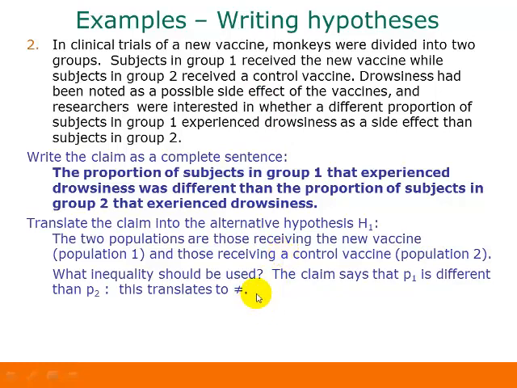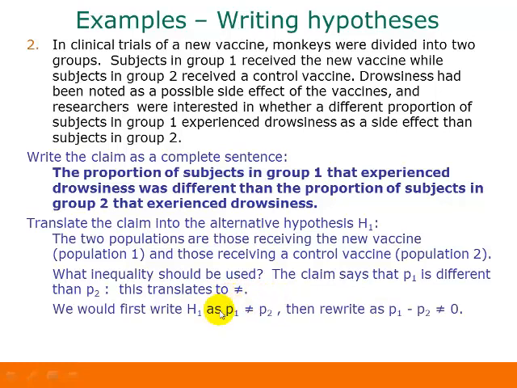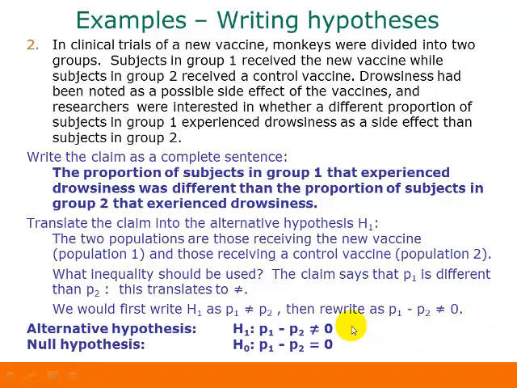And what inequality should we use? The claim just says that P1 is different than P2, so this translates to a not equal to. So we would start out by writing our alternative hypothesis as P1 is not equal to P2, and then we'd subtract the P2 from each side to get P1 minus P2 is not equal to 0. So there's our alternative hypothesis, and there's our null hypothesis that we get by replacing the inequality with an equal sign.